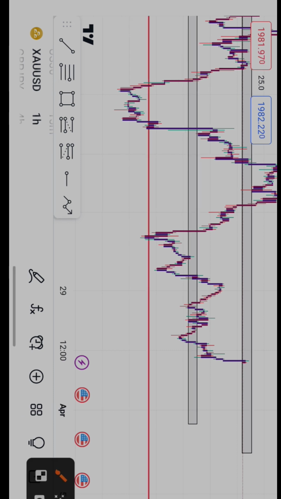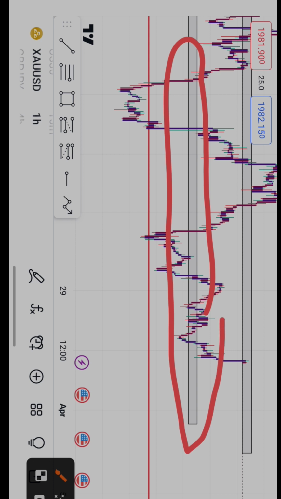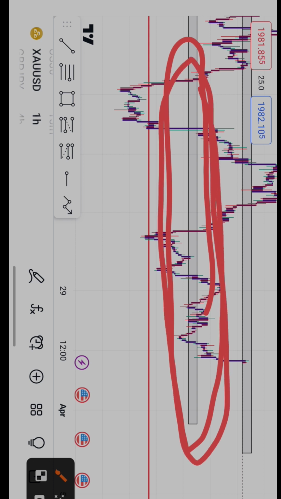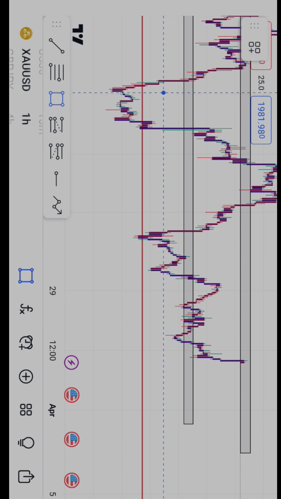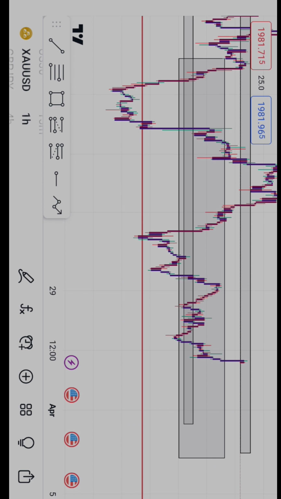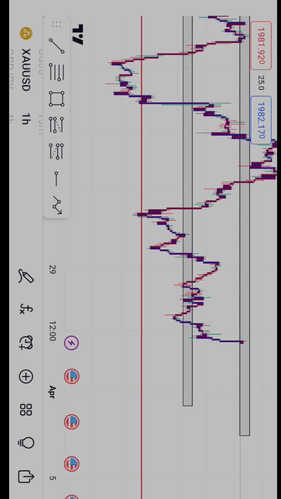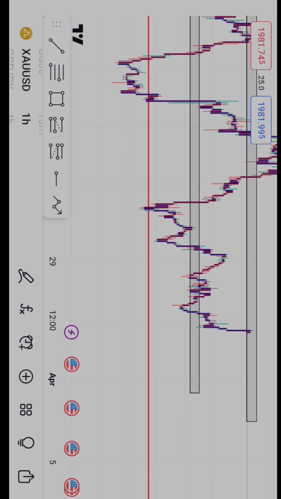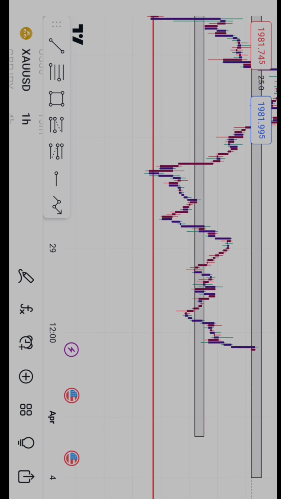This level here is just a zone. If I wanted to be extra precise on my analysis, let me show you, I would have put it like this, because this over here is a whole zone. It is a zone, not just a line that you put. Price won't go exactly where you put your level, but it does go to that zone, even if it doesn't touch exactly.